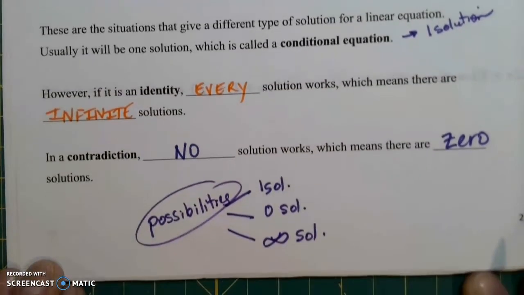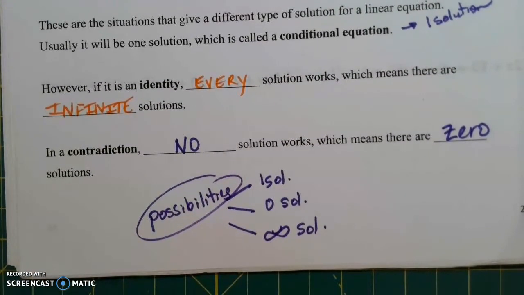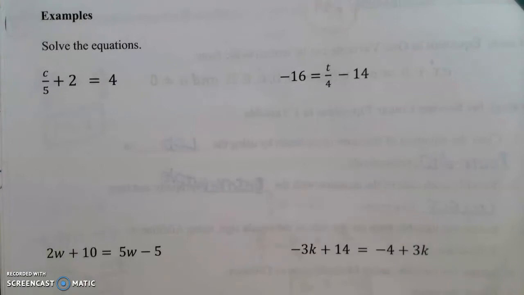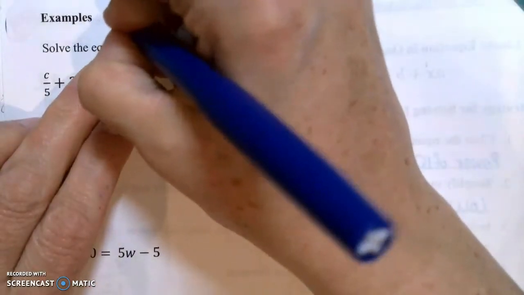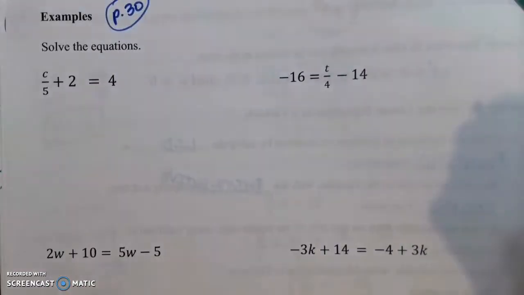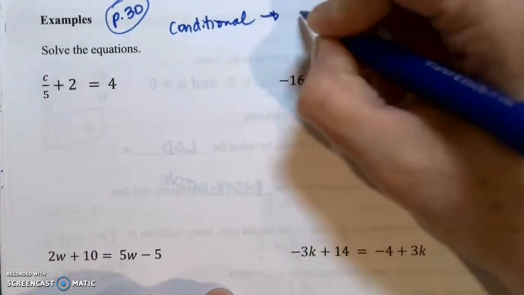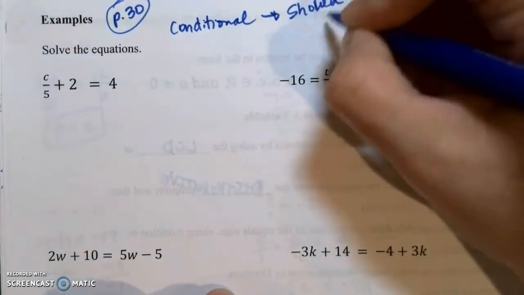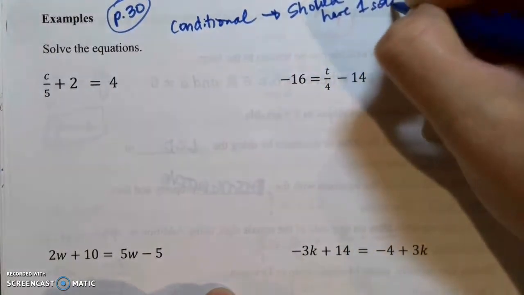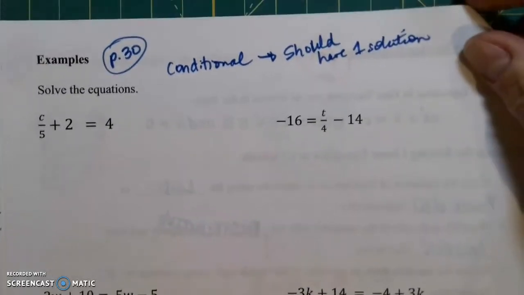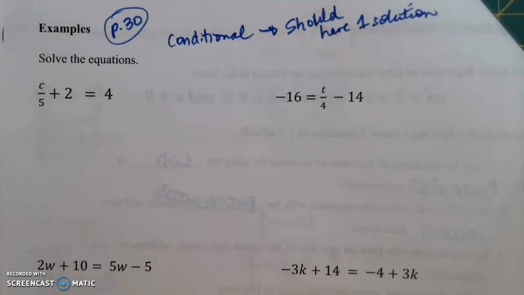And we'll talk about how we know which of those situations we are going to be in as we look through some examples on the next page. So I'm going to pause and we'll get all flipped over to page 30. So moving on to page 30, we are going to look at some examples. Now this page, these are going to be conditional, meaning these should all have one solution. And then on page 31, we will get to a few examples that could have 0 or infinite solutions.